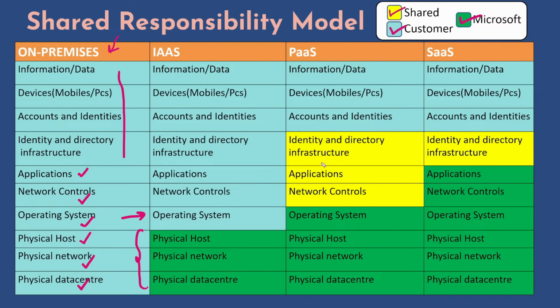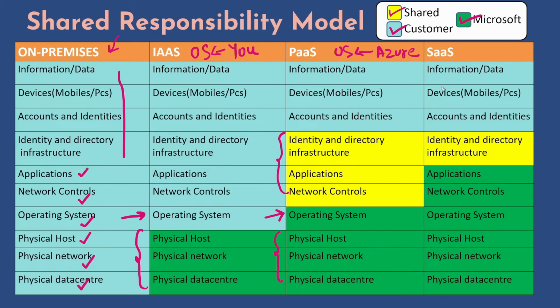But when you move to PaaS, yes, Microsoft manages the physical aspects of the infrastructure, but they also manage your operating system. So this is the main difference between IaaS and PaaS. In IaaS, your operating system is managed by you. In PaaS, your operating system is managed by Azure. And these three responsibilities, identity and directory service like Azure Active Directory, your applications, and your networking controls, are the shared responsibilities between Microsoft and the customer.